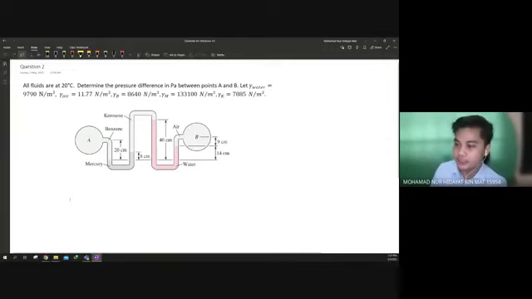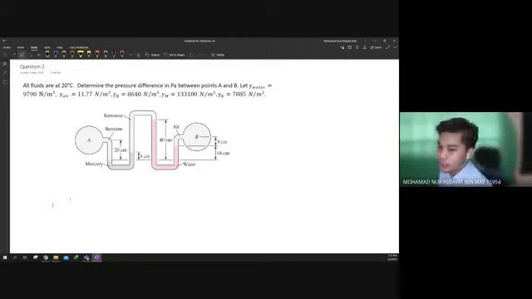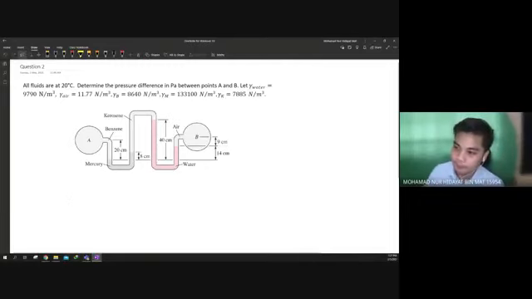Okay, all fluids at 20 degrees Celsius. Determine the pressure difference. Normally, what we call this, we have the U tube here. What we call this, the manometer. Okay, please understand, this is a manometer. When you have this kind of manometer, please use my concept. This is a very important part.